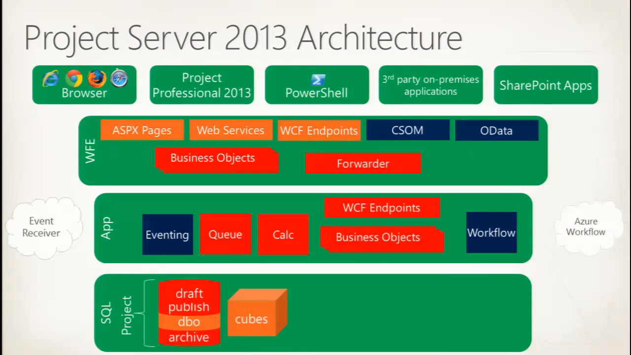And then lastly, we get down to our SQL tier. So every PWA instance spews out a database. Now, if you're familiar with 2007 and 2010, you'll notice that there is a change. We've gone from 4 databases down to 1. And the way that we kind of do this is that we actually schematize our databases.